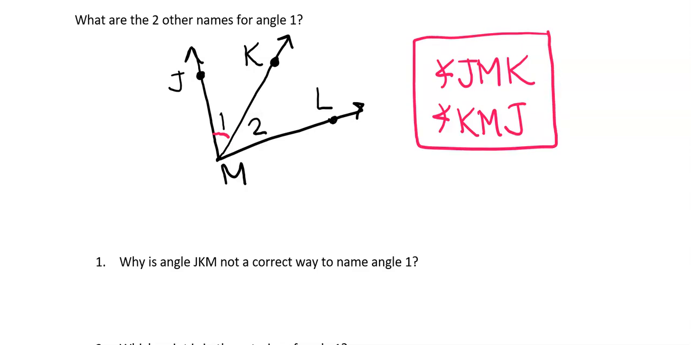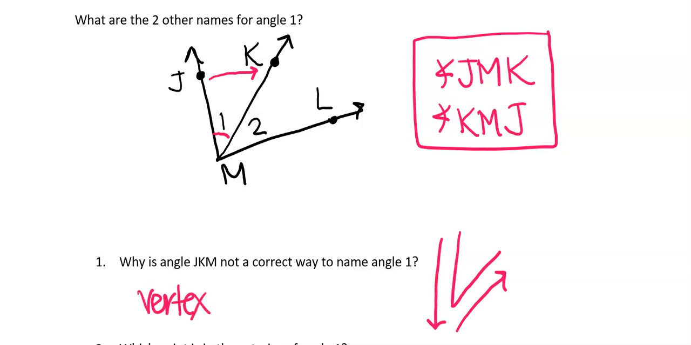Why is angle JKM not a correct way to name angle 1? Well, J to K skips across it. You have to actually follow the angle. So you're going to go this way and that way. The vertex must be in the middle.